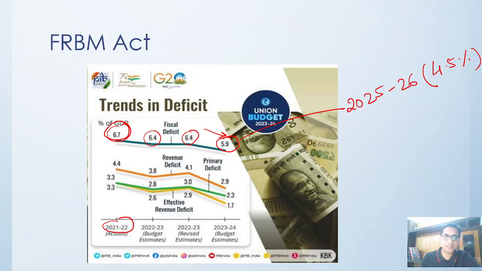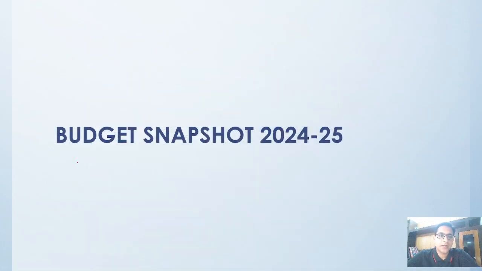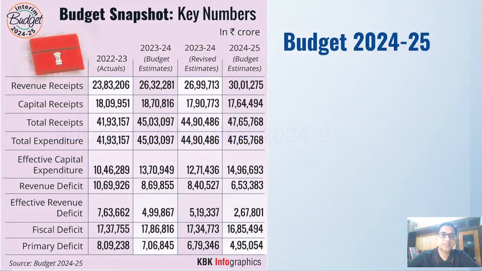Then revenue deficit is 2.9%, primary deficit is 2.3%, and effective revenue deficit is 1.7%. We have already discussed all these terms and you can just correlate this data with that. Okay. Now we will be discussing some budget snapshot of 24-25 just for your understanding purposes.